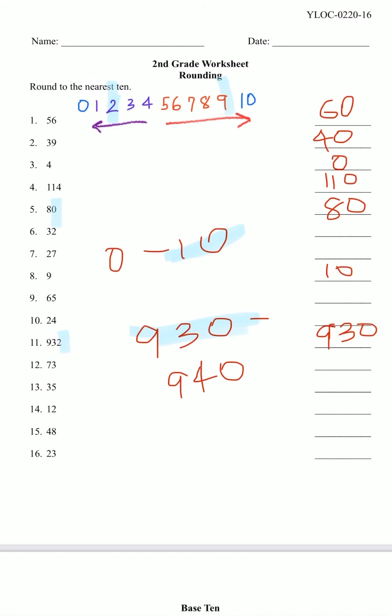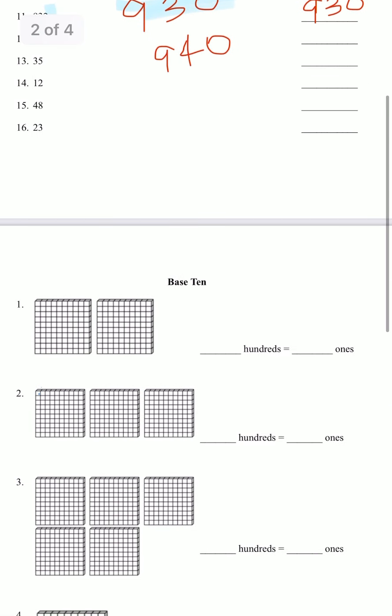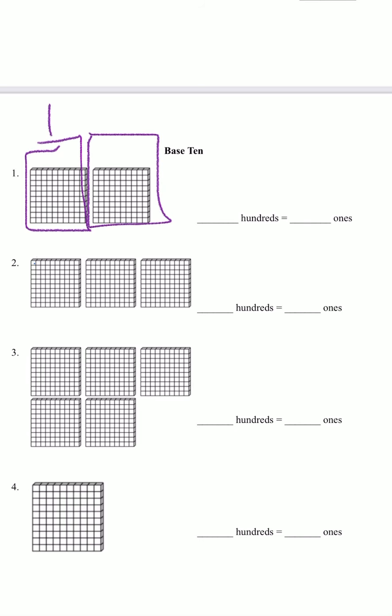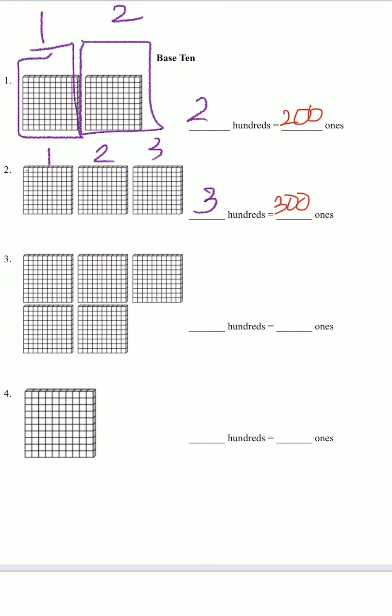Okay, let's move on to the next page, base 10. So this counts for 100. Okay, so if this is 100s, then we have the same thing again. So we have 2. That means we have 200s. And 200s equals 200 ones. Okay? So here, again, we have 1, 2, 3. So 300s equals 300 ones. We're adding 2 zeros, okay?